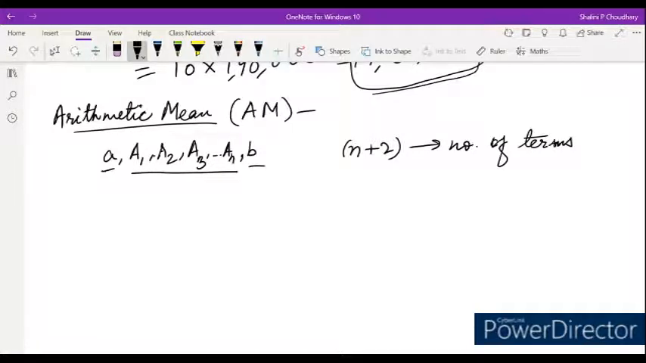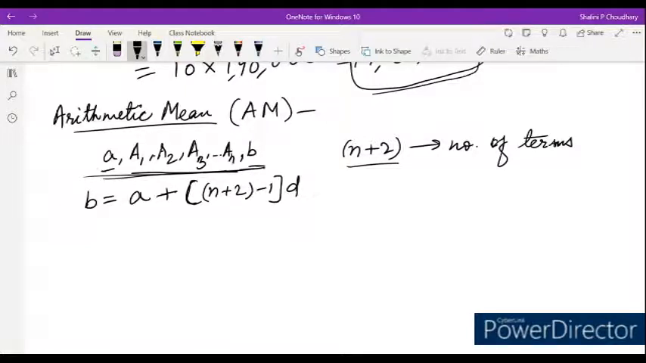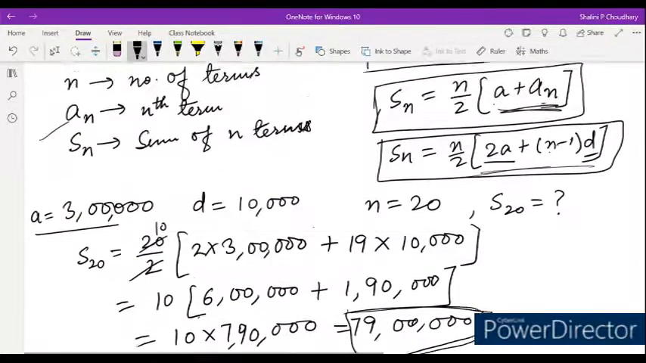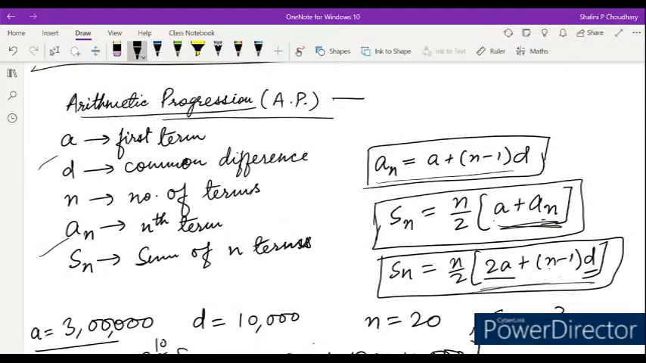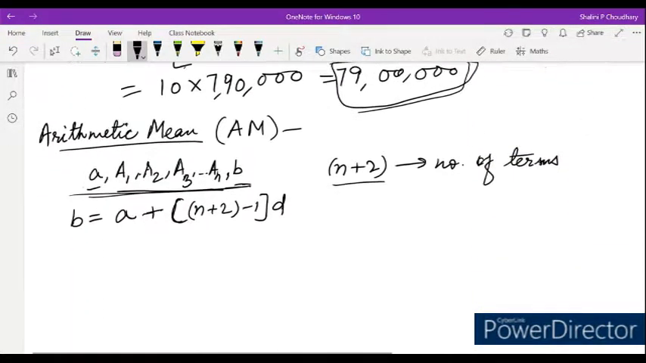Now based on this one we have to find out the value of d. So b is the last term. It means b is equal to a, the first term, plus n minus 1 into d. Here the total number of terms is n plus 2, so n plus 2 minus 1 into d. Which formula are we using here? This formula, a n is equal to a plus n minus 1 d. So this is the n plus 2th term. Your total number of terms is n plus 2.